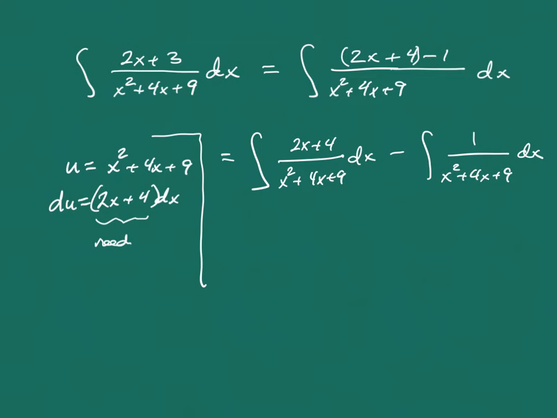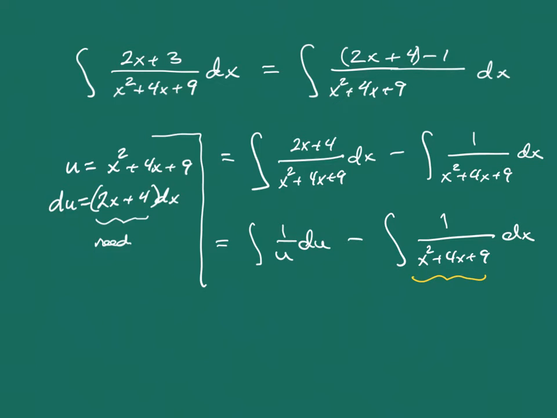For the first integral, we can do our u substitution, so that integral now looks like 1 over u du. And then for the second integral, we still have just x squared plus 4x plus 9 dx, for which we complete the square, to then yield something that will end up looking like an arctangent.